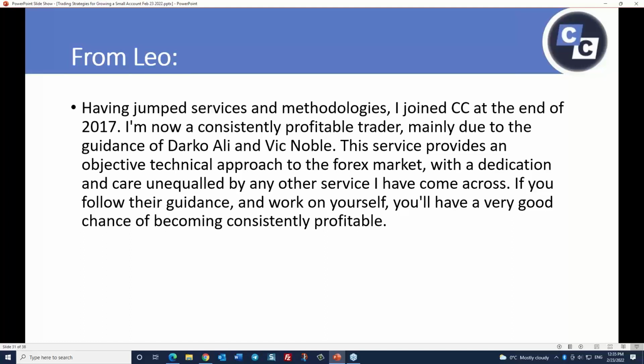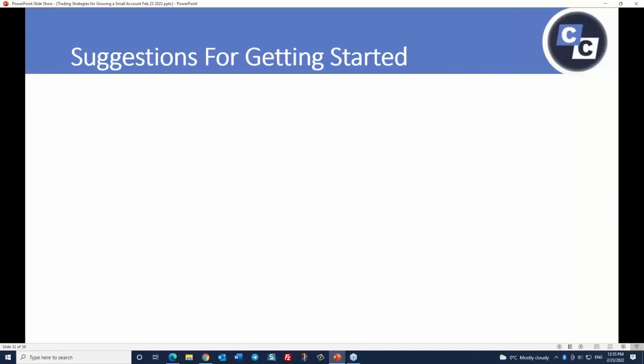This service provides an objective technical approach to the Forex market with a dedication and care unequaled by any other service I have come across. If you follow their guidance and work on yourself, that's important too, you have a very good chance of becoming consistently profitable. So, I just thought it's good to see what other people's take on it is and how they've been able to sort of move forward.